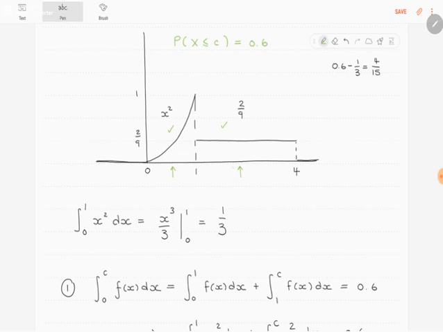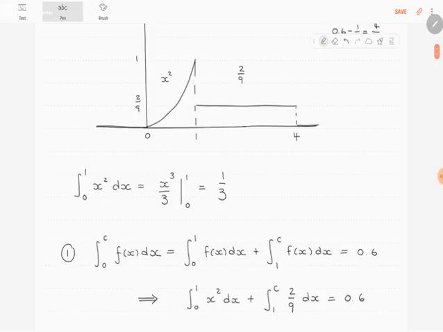So we first need to determine which region C is in, and then we will formulate an equation based on that. So what you can do first is try to determine, okay, is it in the first interval or the second interval? So what I'm going to do is integrate over this first region here. I'm going to find out how much probability is in that part of the graph.